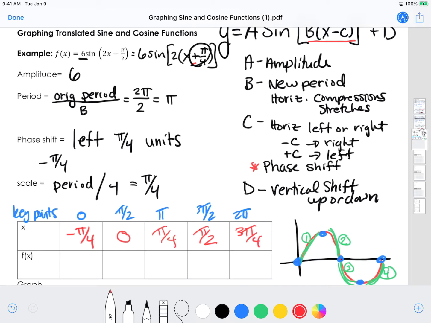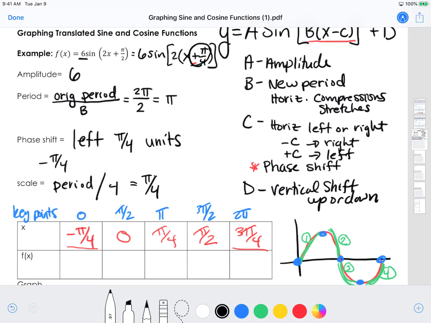Now the entire length from start to stop, if we did this correctly, should be a length of pi, because we said our full period for the translated function was pi. So if I go from negative pi over 4 to 3 pi over 4, if I check that length, it definitely is pi, and it works.